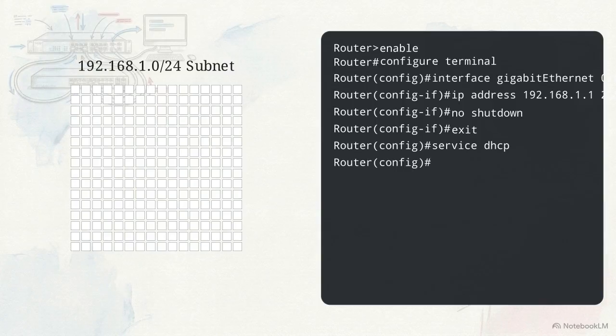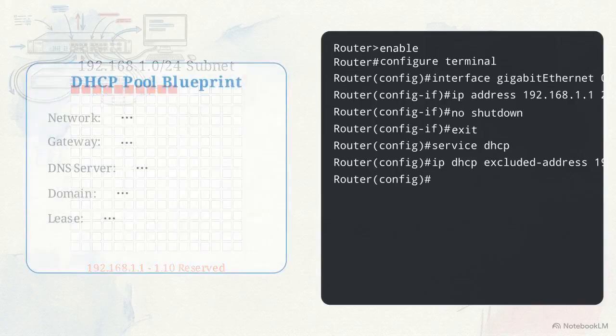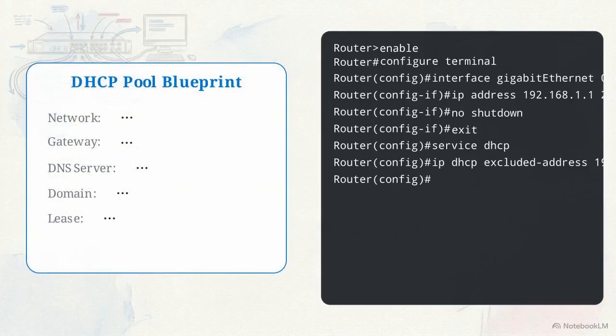Now we reserve static IPs for permanent devices like routers, servers, and printers. Type ip dhcp excluded-address 192.168.1.1, 192.168.1.10. Establishing these exclusions before creating the DHCP pool ensures the server knows exactly which addresses are off-limits, which prevents IP conflicts before any assignments begin.